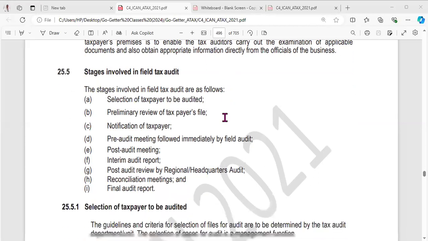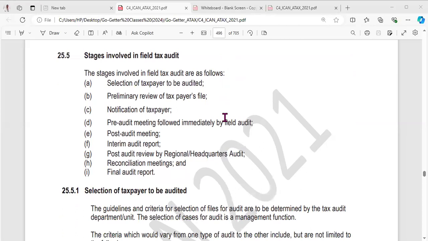Now, stages involved in field audits. One, they will select the taxpayers to be audited in this field audit. They would have looked at it in the desk review and they say, okay, this person we need to visit his office. Now there's going to be a preliminary review of the taxpayer's file. Then there will be a notification of the taxpayer. Then there is going to be a pre-audit meeting followed by the field audit. The post-audit meeting will come, then interim audit review, reconciliation, and final audit report. So let's look at them one by one.